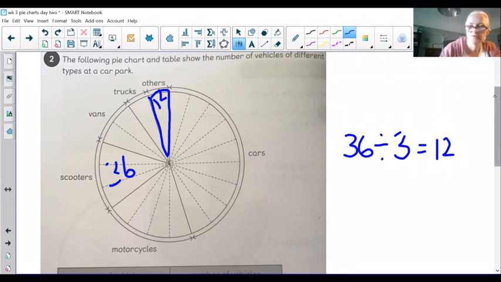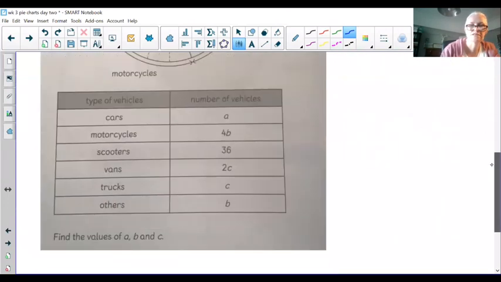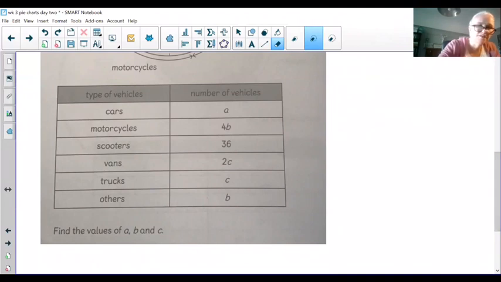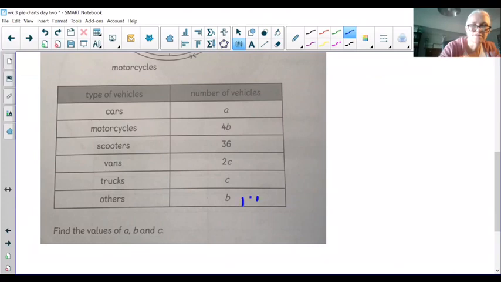So what does the question ask me to do? Look at the bottom. Find the values of A, B, and C. Okay, so I already know then that B, because it's others, here is 12. So I can say that B equals 12. Okay. What else can I find out?